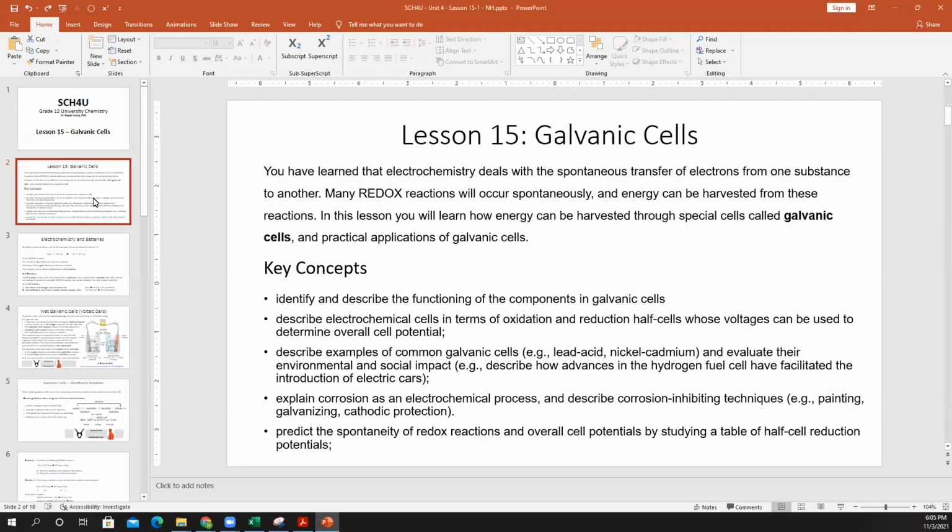So what we learned in our previous lesson is that in electrochemistry, we're oftentimes dealing with the spontaneous transfer of electrons that takes place between two substances. And many of these reactions, called redox reactions, take place spontaneously. And so we can harvest this energy from this electron transfer and possibly store it. In this lesson, you will learn how this energy can be harvested through special cells called galvanic cells and some of the practical applications of these galvanic cells.